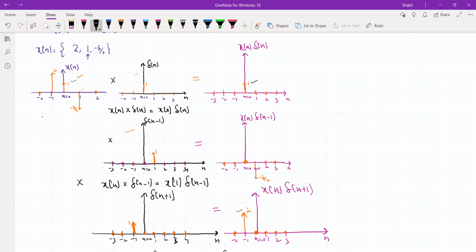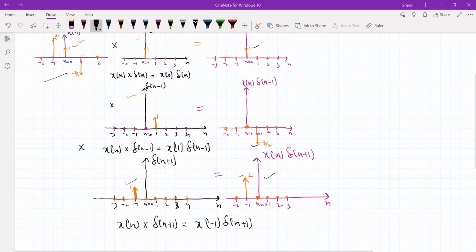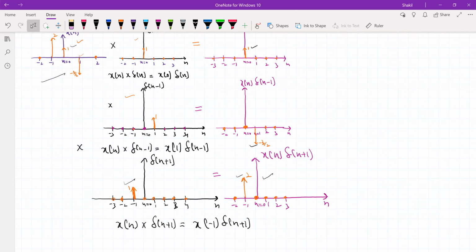Similarly, when you multiplied x of n with delta n minus 1, it sampled the value of sequence x of n when n is equal to 1. You can check it, it gave you that value. Similarly, when n is equal to -1, means when you multiplied this x of n with delta n plus 1, it sampled the value of the sequence x of n when n is equal to -1. You can check if the value is the same as that of x of -1. So what is this function doing when you multiply the delta sequence and its shifted versions? It is simply sampling the values.